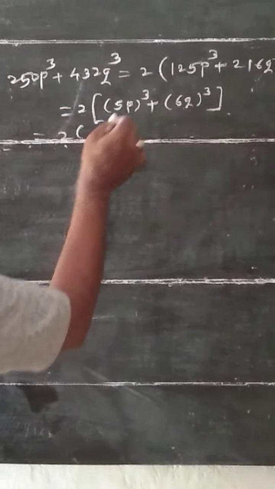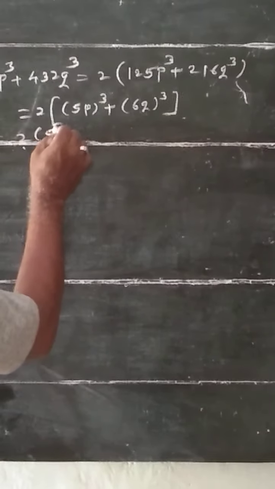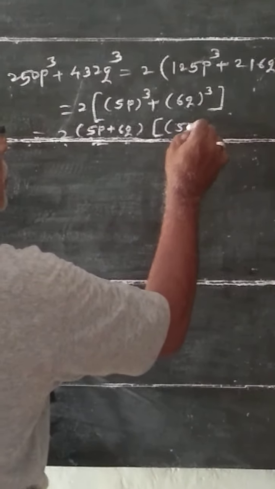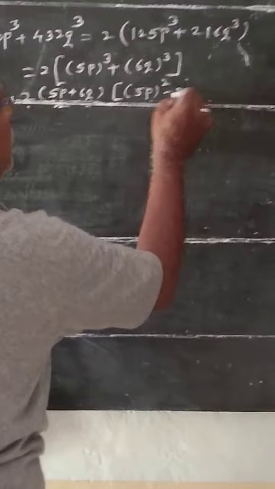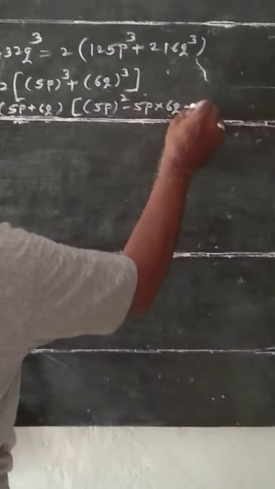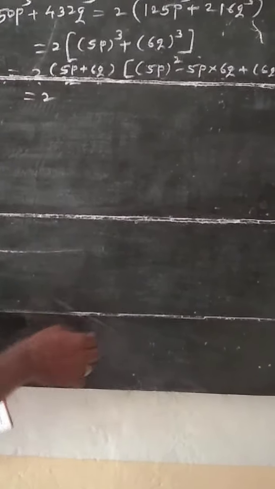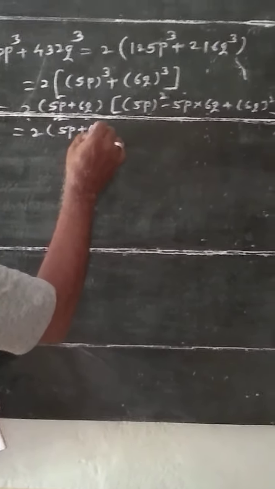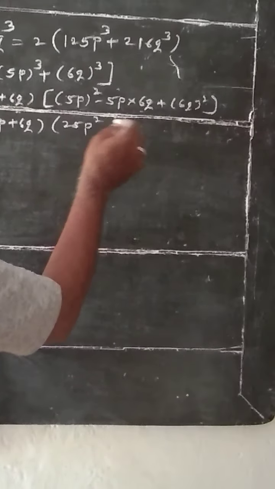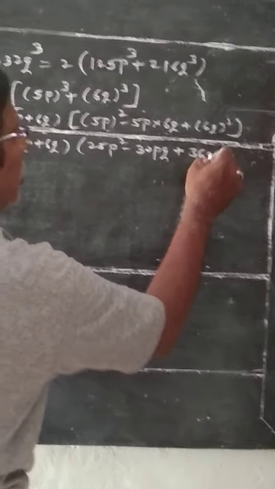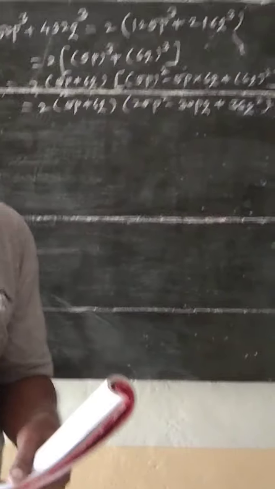Factors of these are the sum of the cube roots, 5p plus 6q, in the first bracket. The second bracket: (5p) square, then minus first term into second term, 5p into 6q, and plus (6q) square. In the first bracket 2 as it is, 5p plus 6q, then the square of 5p is 25p square, the product is minus 30pq, and the square of 6q is 36q square. So I gave you all four examples. You solve and practice exercise 6.2 and send it to me.